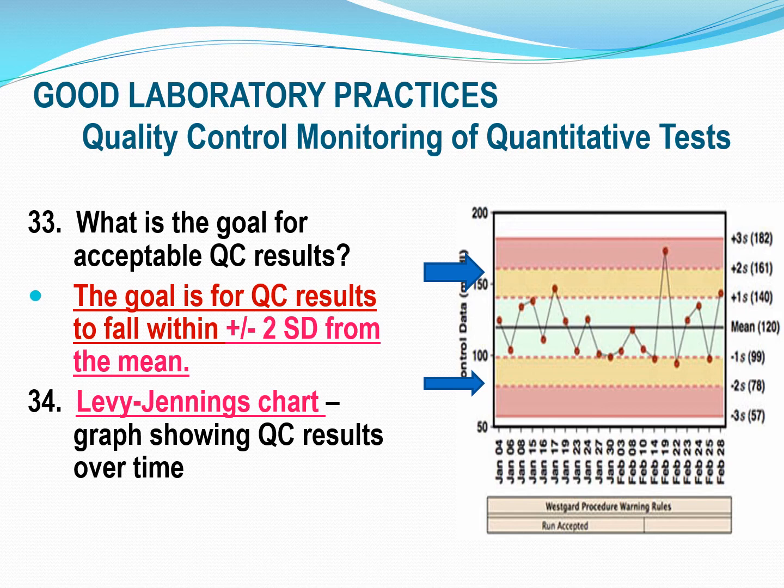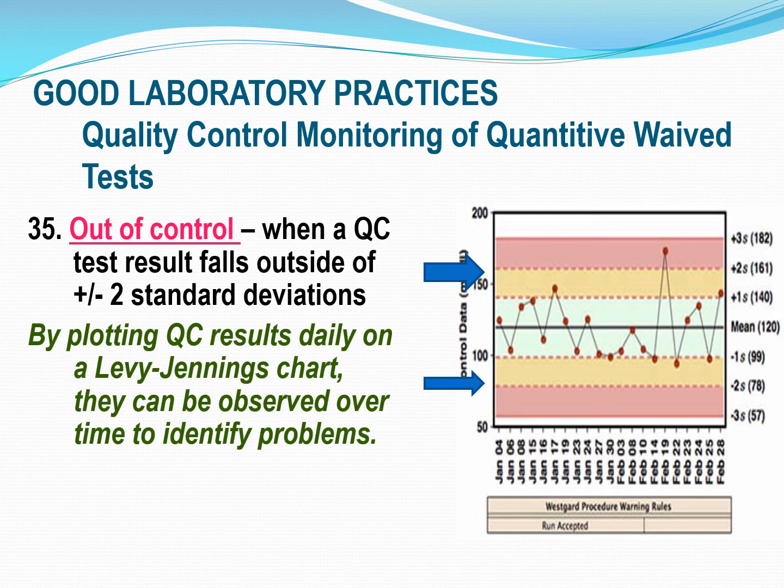Okay, so the Levey-Jennings chart, we need to know what this is. The Levey-Jennings chart is a graph showing QC results over time. That Levey-Jennings chart is what we can use to catch issues before they're actually issues, so that we can make sure we're getting the best results humanly possible. So out of control, like I talked about earlier, right? Outside that two standard deviation, we see that one pinpointed up there. That's when a QC test result falls outside plus or minus two standard deviations. So by plotting QC results daily on a Levey-Jennings chart, they can be observed over time to identify our problems, right? That's what you need to know about that Levey-Jennings chart.